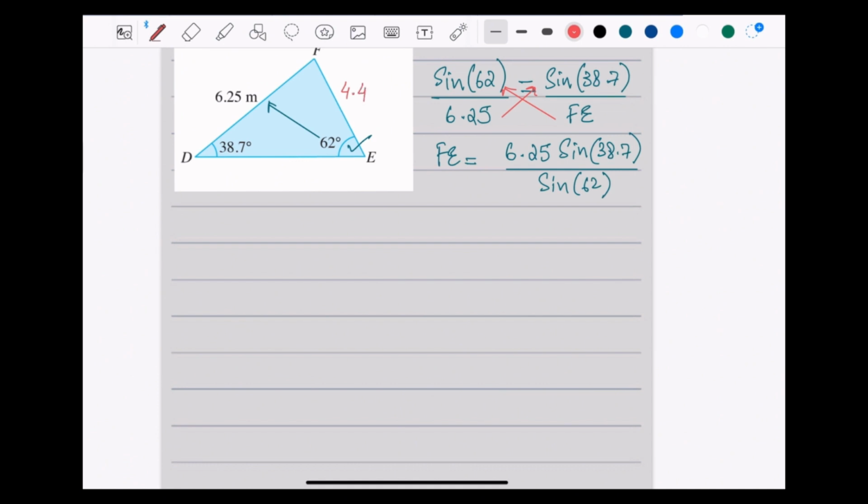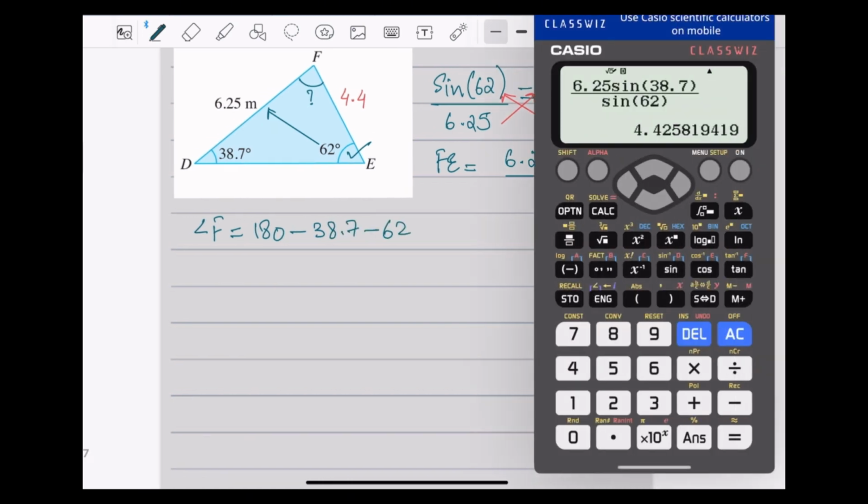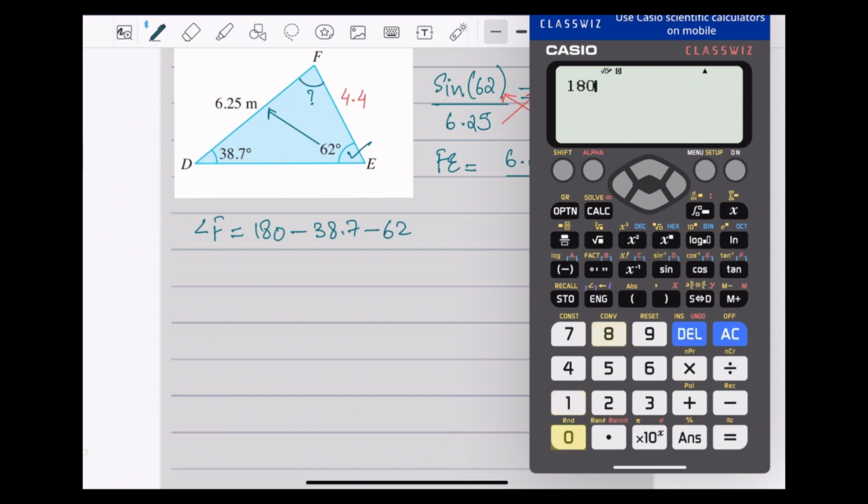Now, to completely find all the angles and all the sides, let's first find this angle. As I can find, angle F is equal to 180 minus 38.7 minus 62. So this gives you angle F as 79.3. So let's write that down.